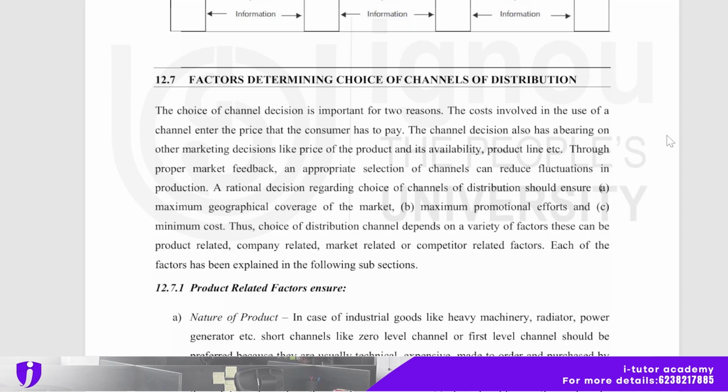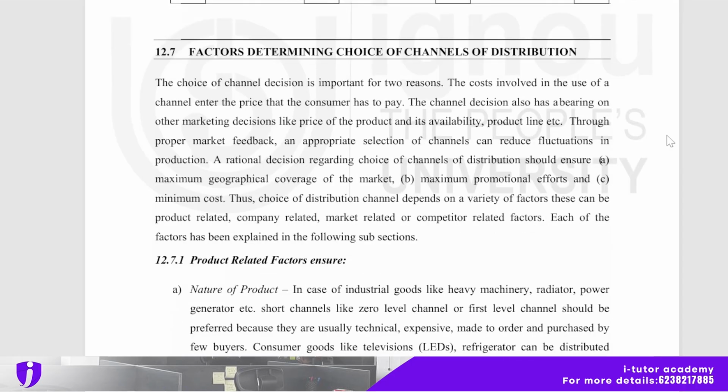Okay, and the choice of channel decision is important for two reasons. The cost involved in the use of a channel enters the price that the customer has to pay. The channel decision also has a bearing on other marketing decisions like price of product and its availability, product line, etc. Through more proper market feedback, an appropriate selection of channel can reduce fluctuation in production. A rational decision regarding choice of channel of distribution should ensure maximum geographical coverage of market, maximum promotional effort, and minimum cost. And product related factors ensure nature of product.